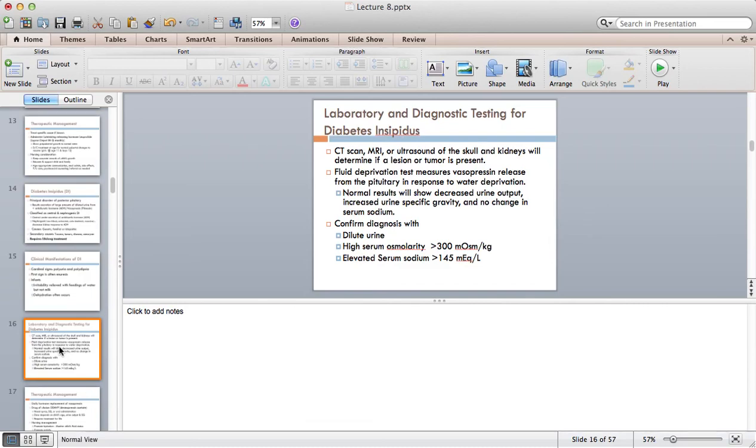But when you deprive the person of that water, you see this change, and that will confirm to you that yes, there is a problem with antidiuretic hormone.